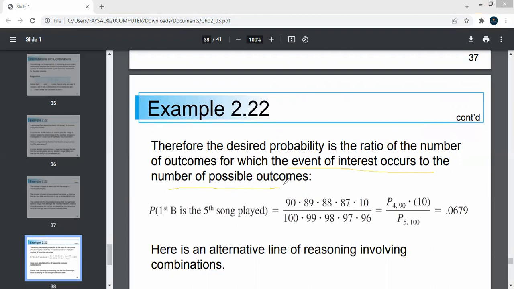So the event occurs in 90, 89, 88, 87 and 10 ways, and the number of possible outcomes is 100, 99, 98, 97 and 96. So these are basically the parameters that we will add in my formula of permutation. Okay, Sam, is it clear? Yes, sir. Okay.